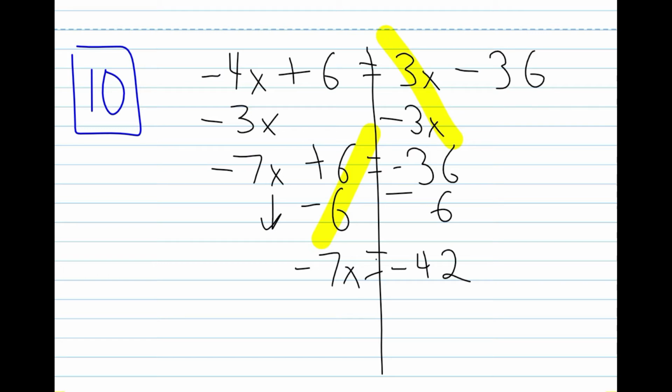My last step would be to divide both sides by a negative 7, so I get the x by itself. That would give me the 1 that I want, and I would get x equals a positive 6. The same solution as the other way that we got in the other problem.